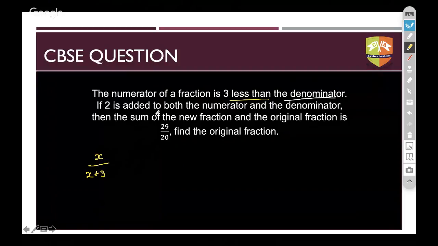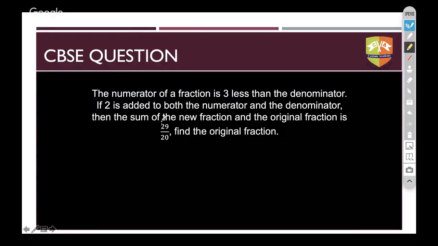If 2 is added to both the numerator and the denominator, so let us add 2. So it is x plus 2, and the denominator becomes x plus 5. And this is the case. 2 is added to both the numerator and the denominator, then the sum of the new fraction and the original fraction is 29 by 20. So 29 by 20 is the sum.